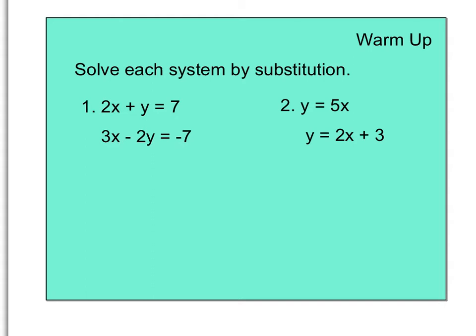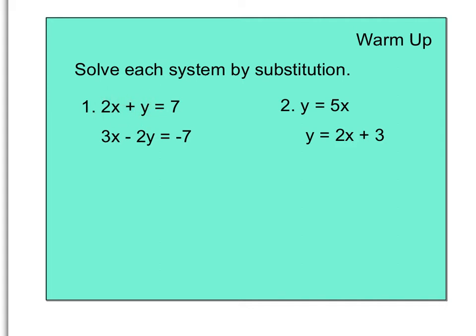Here is our warm-up for today. So in number 1, with substitution, the first thing we look for is if there's a variable by itself. There's none already by itself, which means we need to find the easiest one to get by itself. And the easiest one here would be this y, because it's almost by itself. We just have to get rid of the 2x.